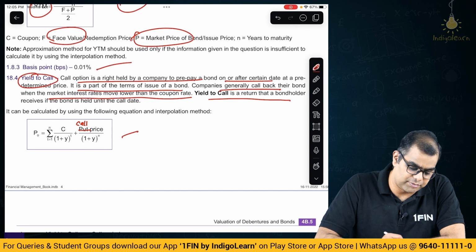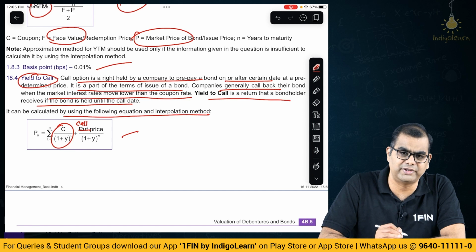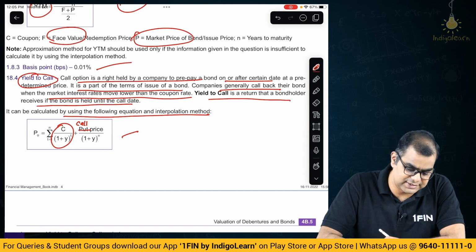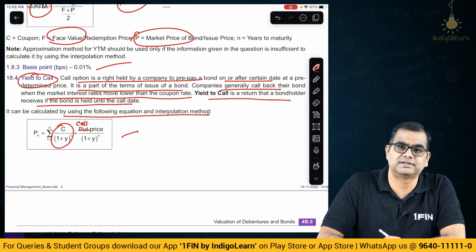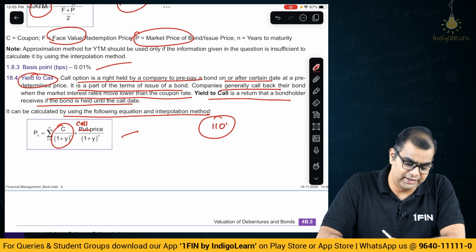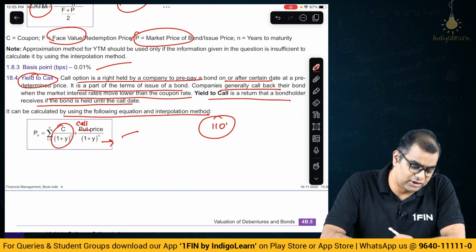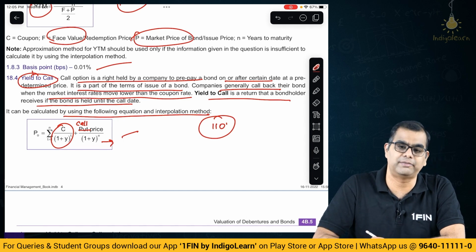Yield to call is the return that a bondholder receives if the bond is held until the call date. It can be calculated by using the following equation and interpolation method: C by (1 plus y) power n, the summation of all coupons, plus the call price divided by (1 plus y) power n. So, what is the call price? If you are going to buy it at 110, at that price, this is the yield. This is the yield on such kind of a bond. You compute the yield on a callable bond by using this particular method.